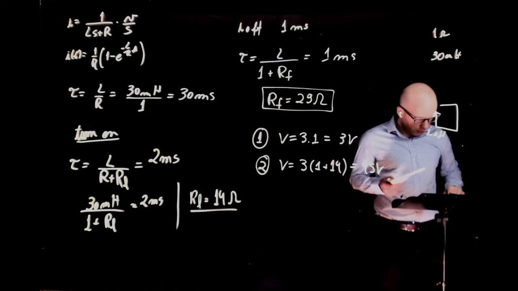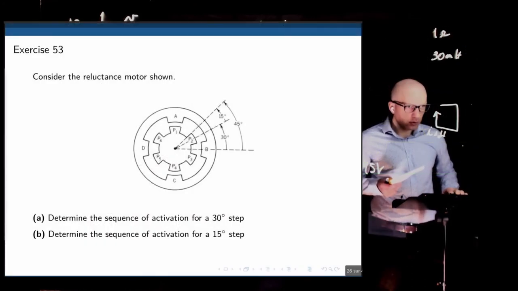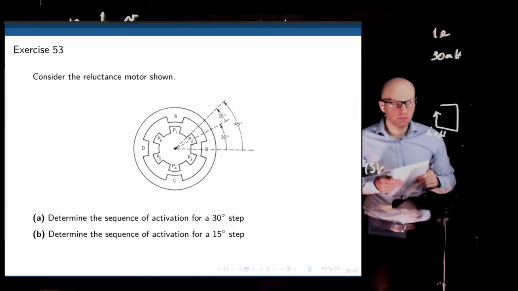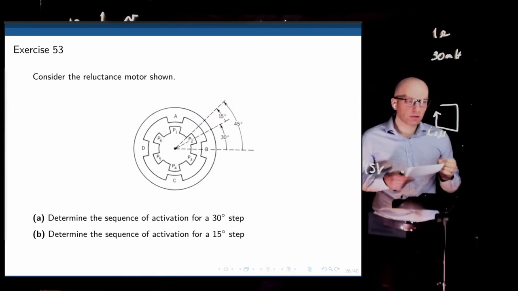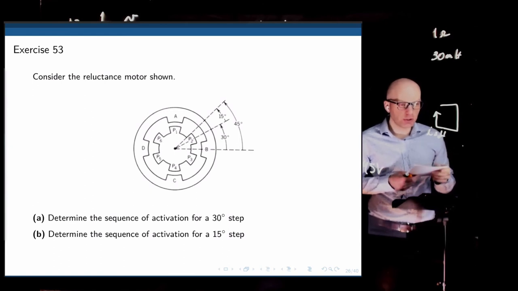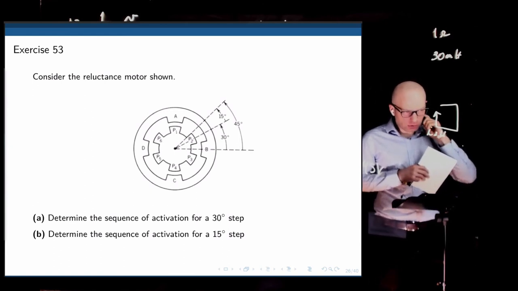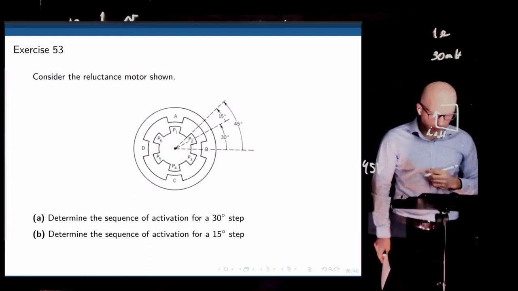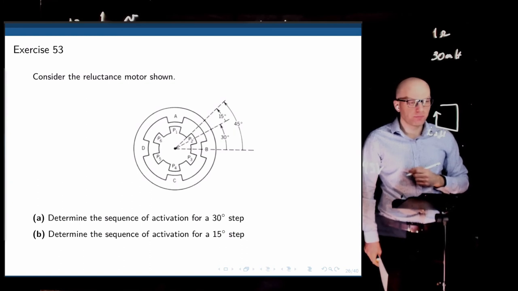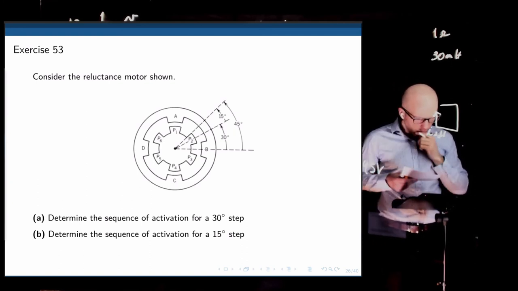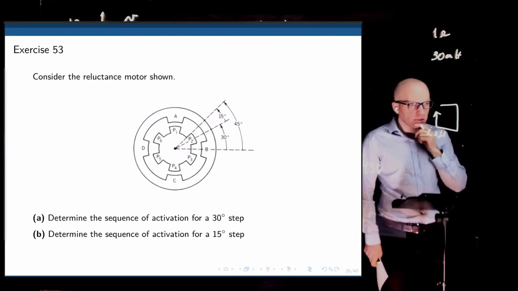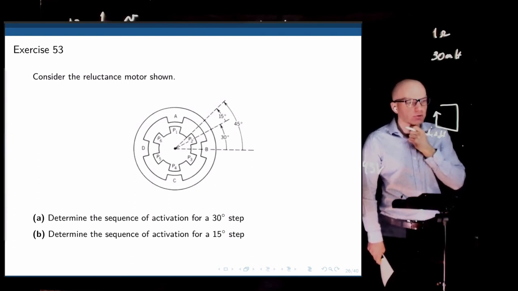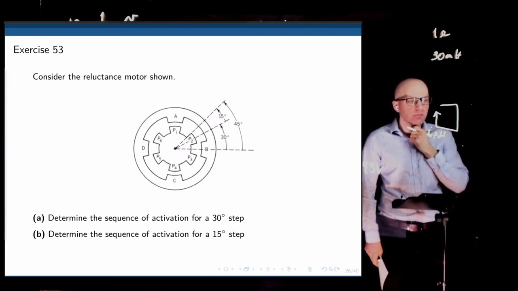Okay, so if there are no questions, let's do this one. Consider the reluctance motor shown. Determine the sequence of activation for a 30 degree step. I'm not going to use the light part for this one. It's relatively simple. What is the sequence of actuation for a 30 degree step? Let's do clockwise. So what would be the sequence of actuation for a clockwise 30 degree rotation?